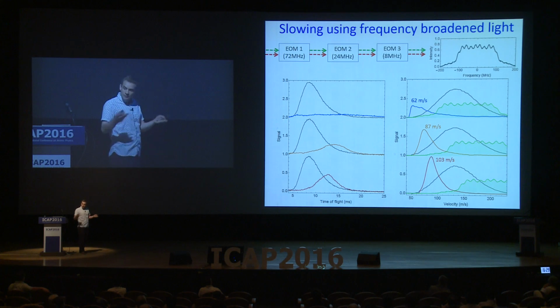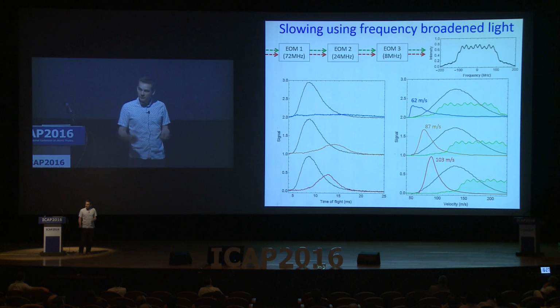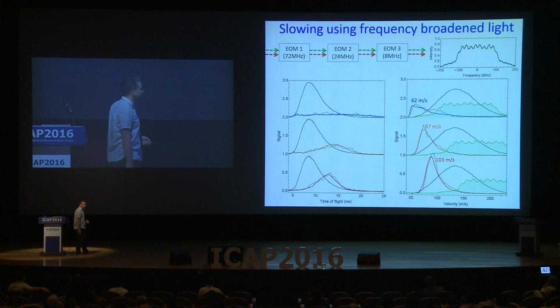We also have a numerical model that we use to simulate this entire experiment and make sure we understand what's happening. And these curves here that I'm adding are the results of that model. Okay, so you see they match very well, and we have a very good understanding of everything that's going on. So that's the slowing using the frequency broadened light.